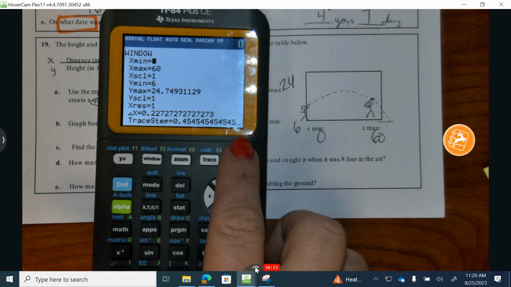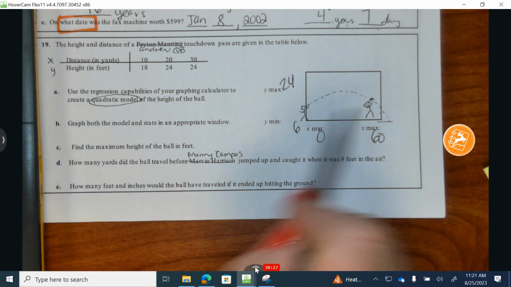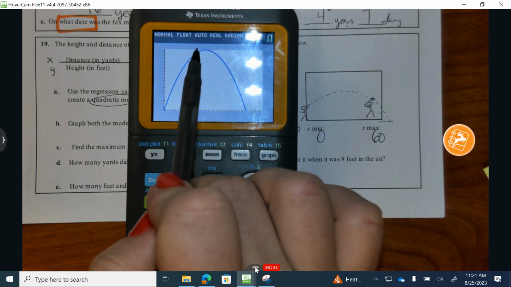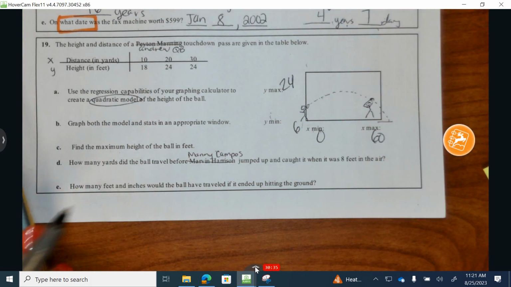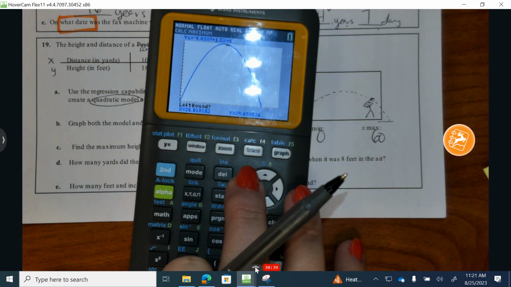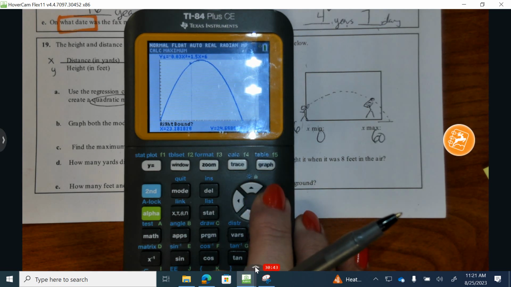When you're done, you're going to hit graph. So we've done part A, we've graphed it in the appropriate window. What is the maximum height? So I want to know what is the height. Remember, height is going to be the Y value. So second trace maximum, we're going to go somewhere to the left. I need to hustle up here to make sure we get done before the period ends.